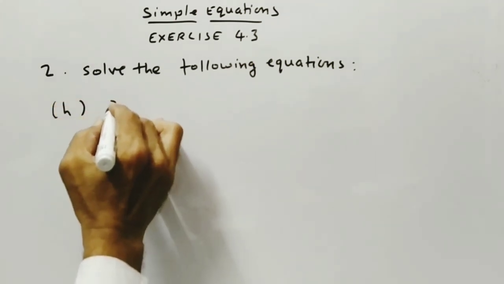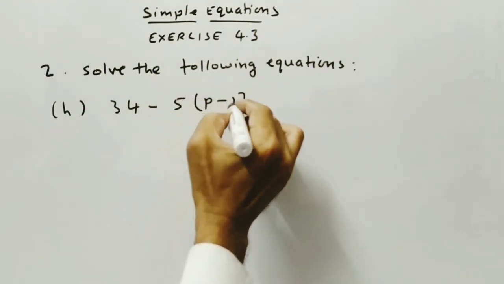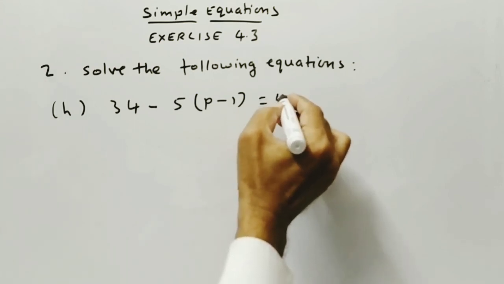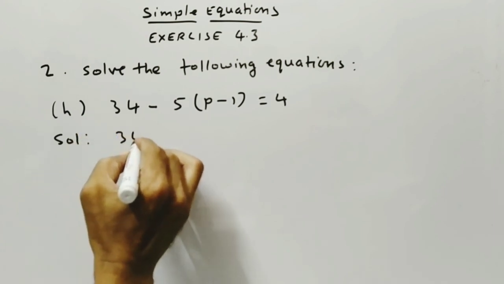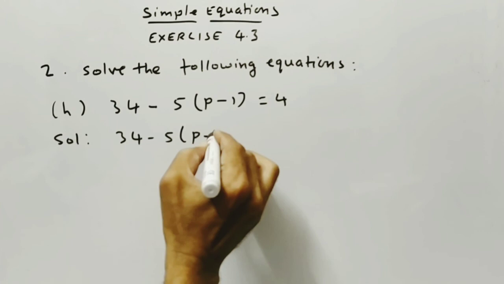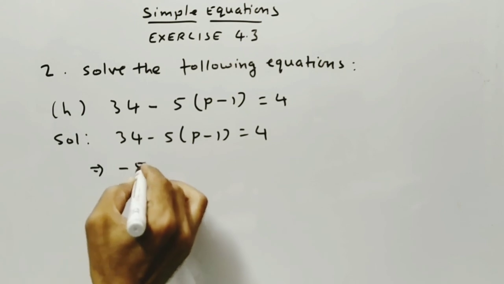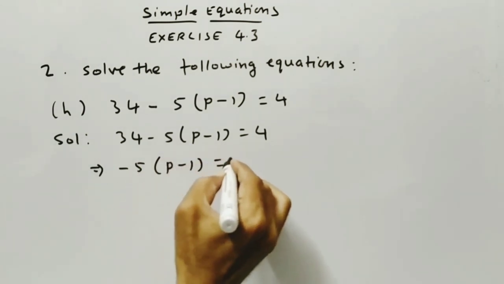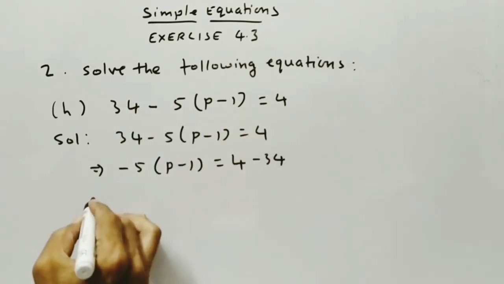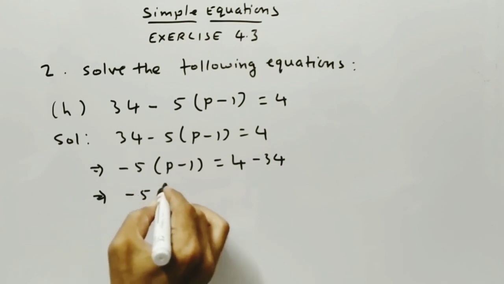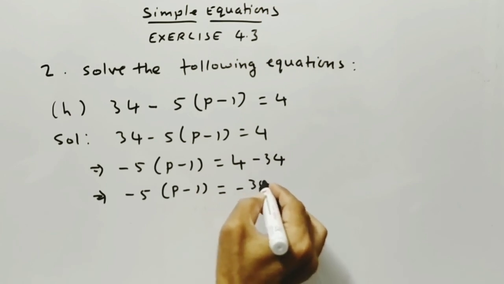H. 34 minus 5 into P minus 1 is equal to 4. Solution: 34 minus 5 into P minus 1 is equal to 4. This implies minus 5 into P minus 1 is equal to 4 minus 34. This implies minus 5 into P minus 1 is equal to minus 30.